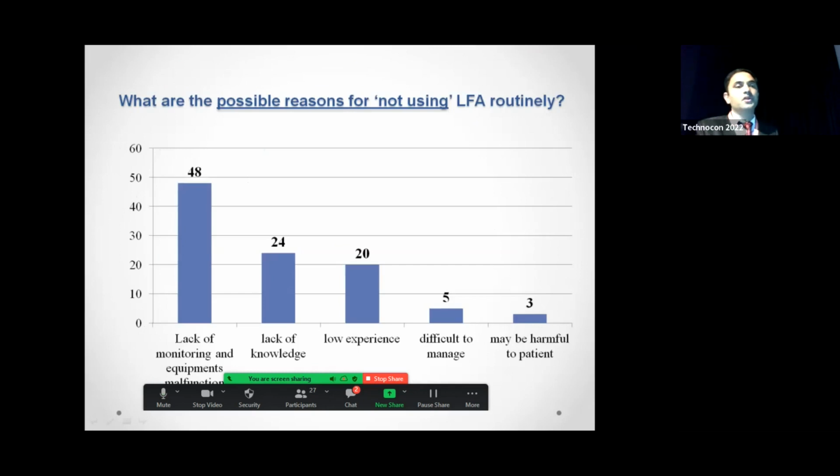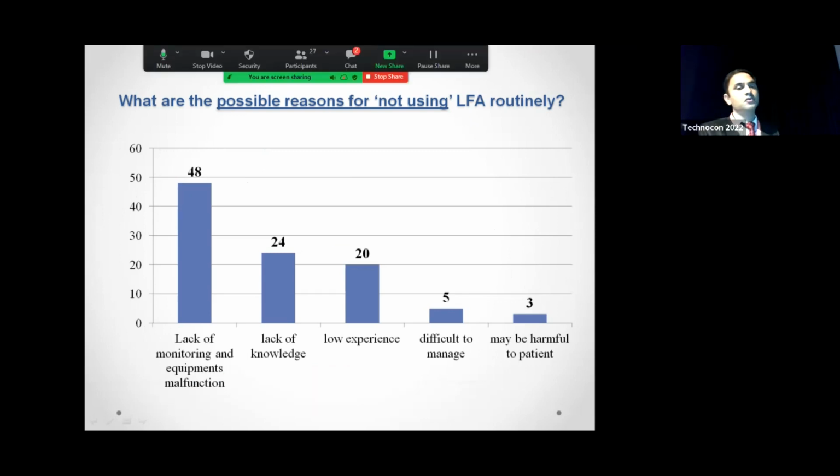My next question was, what are the possible reasons for not using low flow anesthesia routinely? 48% of residents consider it is due to the lack of monitoring and equipment malfunctioning, which prevent the use of low flow anesthesia. There was also a lack of knowledge among residents, maybe their fear of using low flow anesthesia. Low experience also prevents its use.